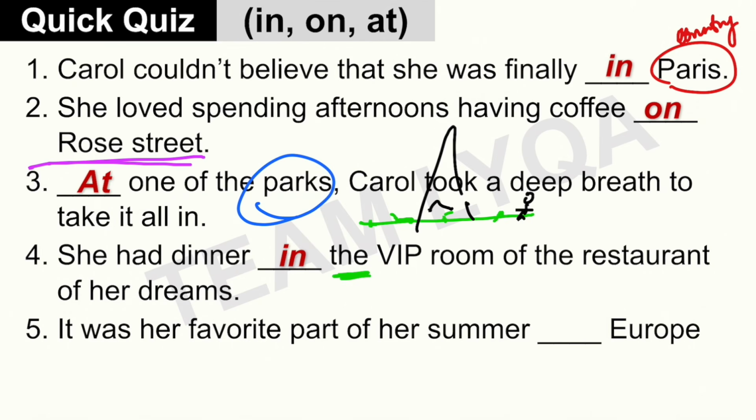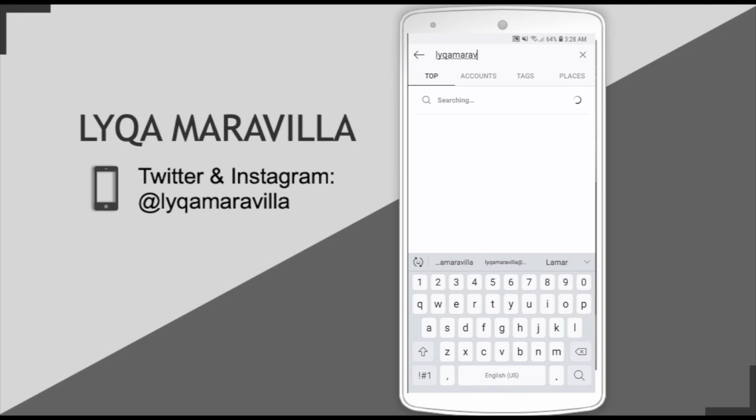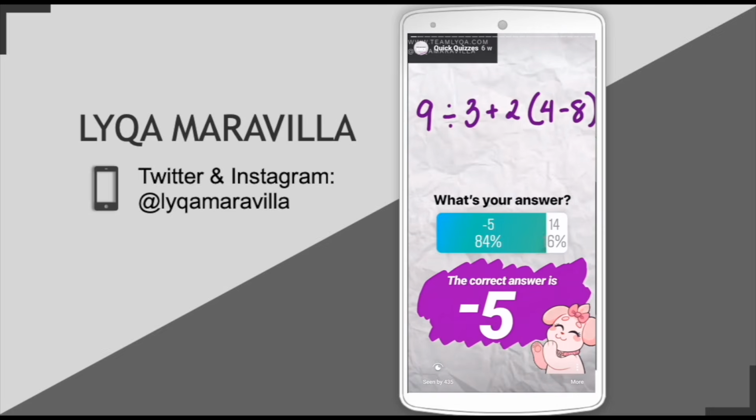Okay? Number 5, it was her favorite part of her summer blank Europe. Now, I did not specify kung anong gagawin ninyo kung pinag-uusapan na natin is continent. Dito na papasok yung common sense natin. Kung ang on ay specific street, ang at ay isang mas specific pa na lugar, ang in lang ang ginagamit natin for big places like a city, a state, or a country. So, it would make more sense if you say a summer in Europe. Okay? Kasi ang Europe is a continent. It's even bigger than a country. So, you can't use a preposition for a small place para sa ganitong klaseng lugar. So, the best answer would be in.